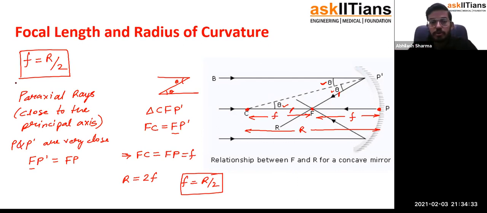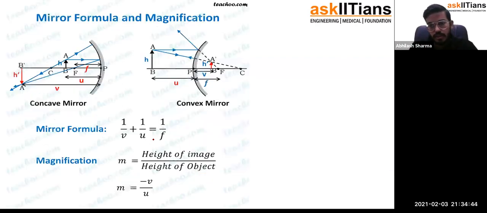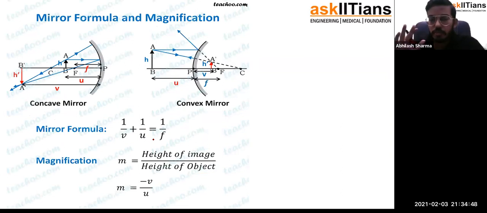And also the important thing that will be there in every question we will be doing later, every concept we'll be learning later, and that is paraxial rays. Rays are very near to the principal axis. So now moving ahead, the mirror and magnification formula that I am talking about.